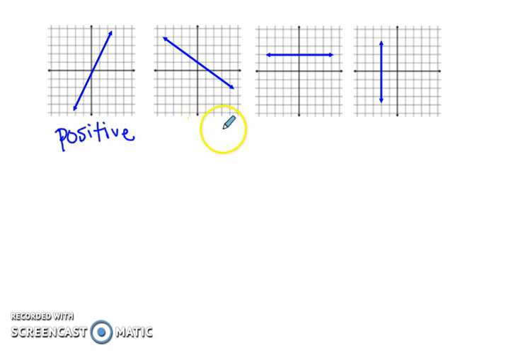There we go, a positive slope. This one's going down, so this is a negative slope. All right, the other two, a horizontal line and a vertical line. Horizontal line. Let's go ahead and actually calculate it because we haven't looked at one like that.